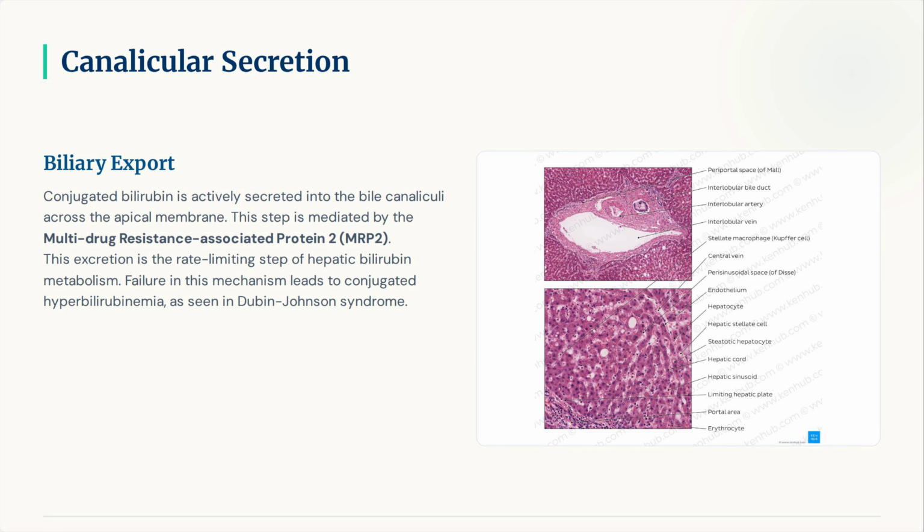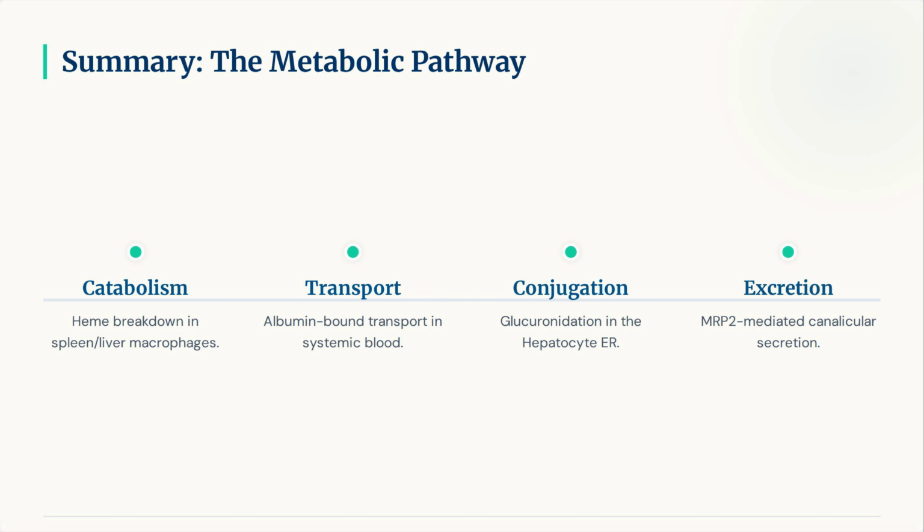Now that it is water-soluble, conjugated bilirubin must be actively pumped out of the hepatocyte and into the bile canaliculi. This heavy lifting is done by a transporter known as MRP2. It is important to note that this secretion is the rate-limiting step of the entire hepatic bilirubin metabolism process. If this specific mechanism fails or mutates, it leads to a buildup of conjugated bilirubin in the blood, a classic hallmark of Dubin-Johnson syndrome.